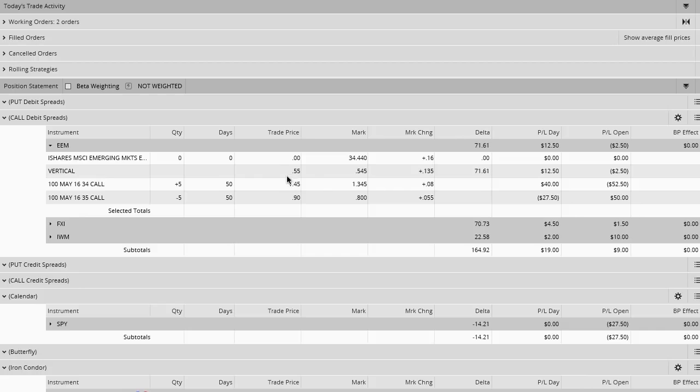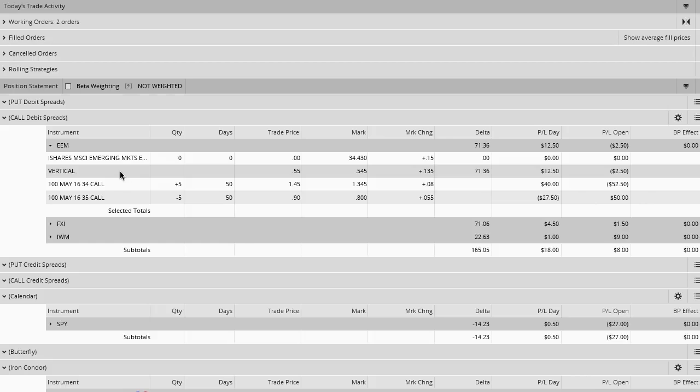Now, EEM we actually bought for a $55 debit. The width of the strikes here is $1, so the max potential gain on this trade is $45. Half of that, so 50% of that max potential gain, would be a profit of about $22.50, right? So let's just round it down to $22. We're going to add $22 to the value of the contracts that we bought, because we want to increase the value of this contract and hopefully take it off at 50% of max profit.